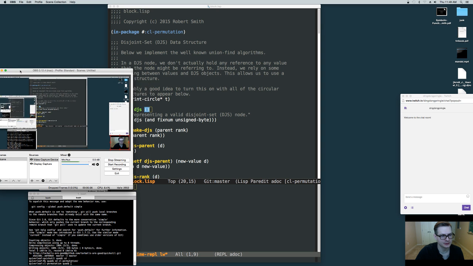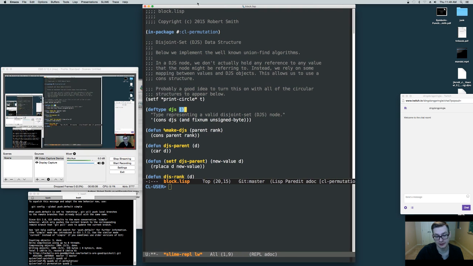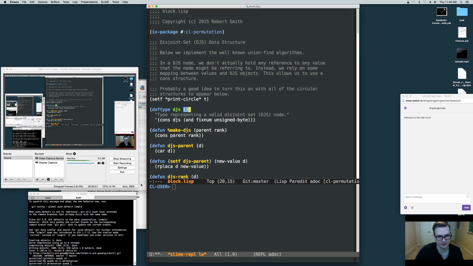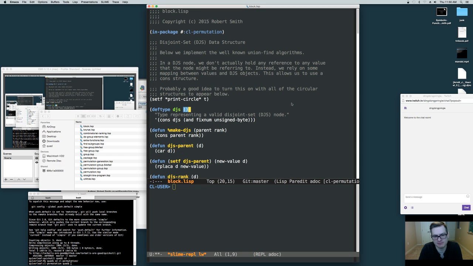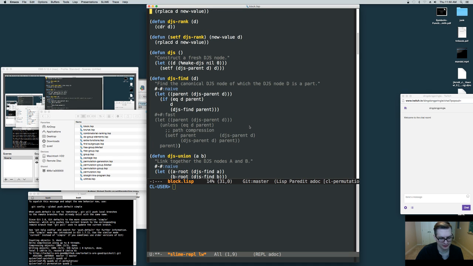Merry Christmas, everybody. Today, before my parents arrive, I am going to optimize the notion of blocks in CL-permutation. I think I talked about this before in a previous video, the notion of a block.